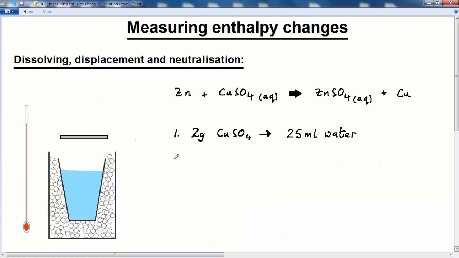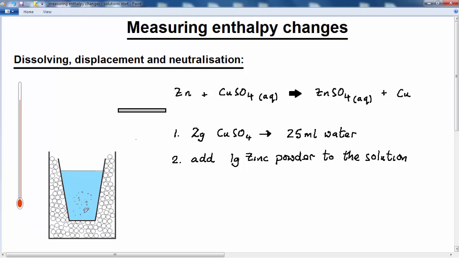So the second step is to add 1 gram of zinc powder. As soon as I do that, I'm going to stir the solution with the thermometer, which will already be fixed inside the lid. So let's just do that. 1 gram of zinc to the solution. I quickly stir that around. The thermometer is held by the lid, and then what I want to do is measure the temperature change that occurs.